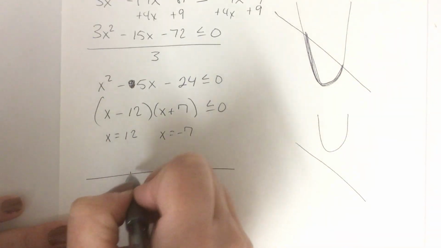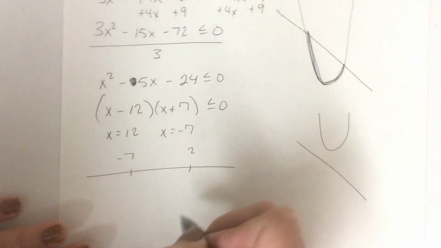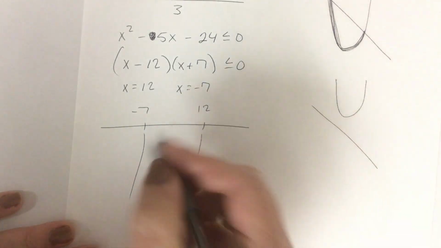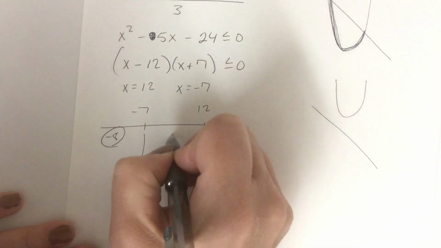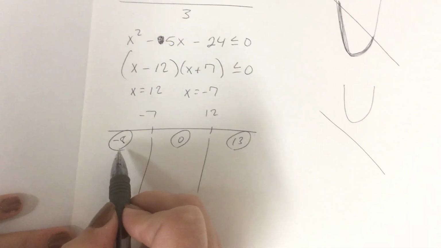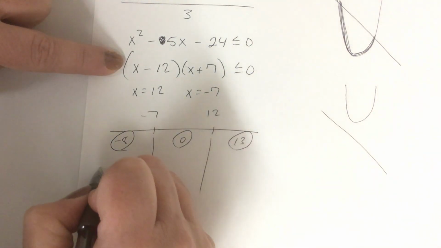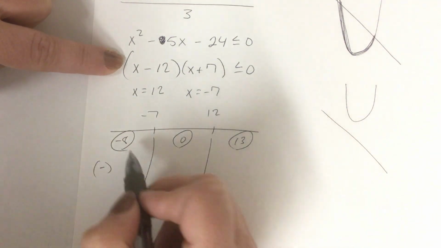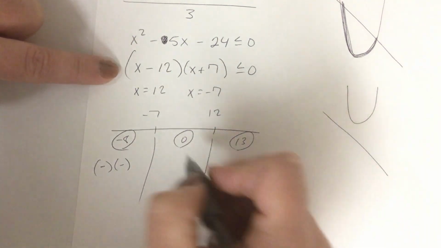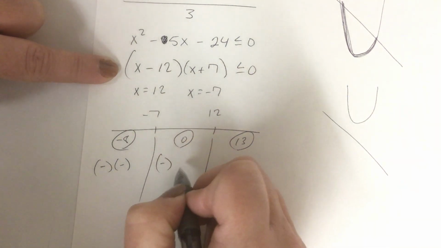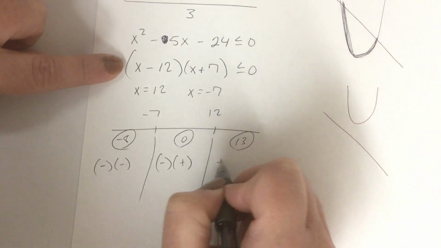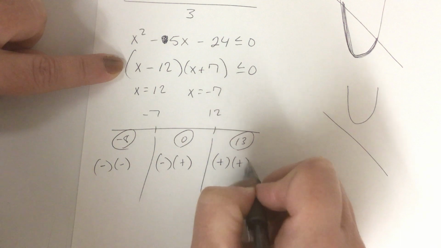Draw your number line, negative 7, positive 12. Pick numbers in between, so negative 8, 0, 13. So negative 8 minus 12 would give me a negative number. Negative 8 plus 7 would also give me a negative number. 0 is going to give me a negative, and then 0 plus 7 is positive. 13 minus 12 is positive. 13 plus 7 is also positive.